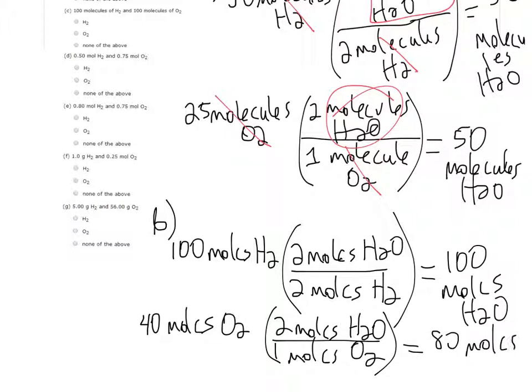molecules of H2O. The limiting reagent is the one that produces fewer molecules of water. Since 80 is less than 100, that means that in this case oxygen is the limiting reagent.